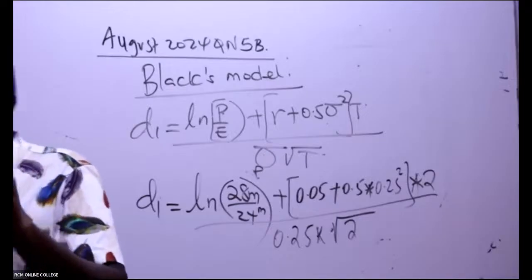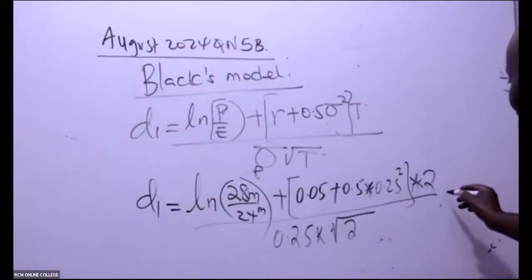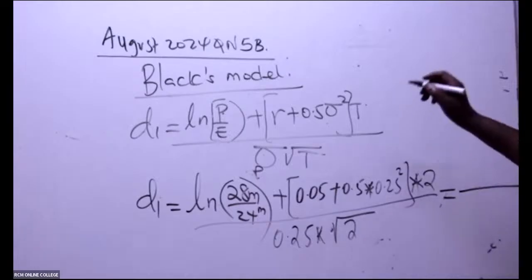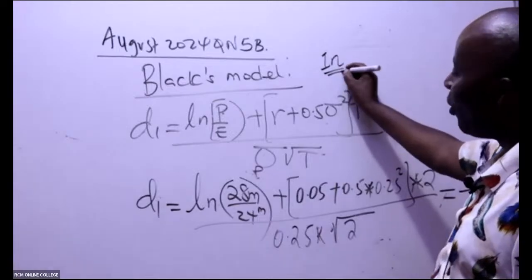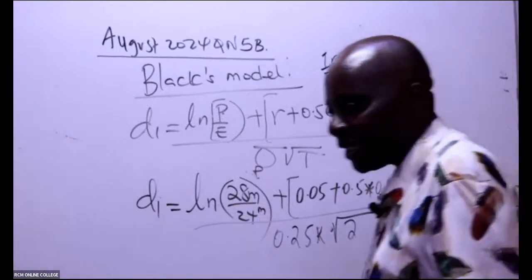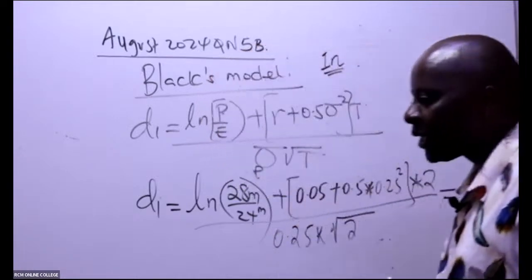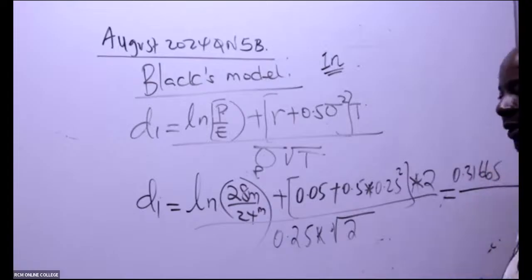Give me the one answer for the numerator. Is there somebody who is able to give me one answer for the numerator here? Remember, it's not the normal logarithm. It is the natural logarithm. On your calculator, they are calling it ln. It is giving me 0.31665. I can write many decimal places, yes.